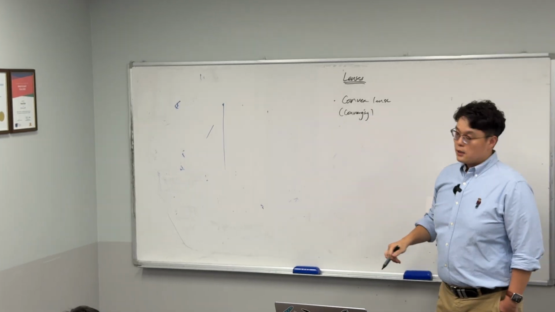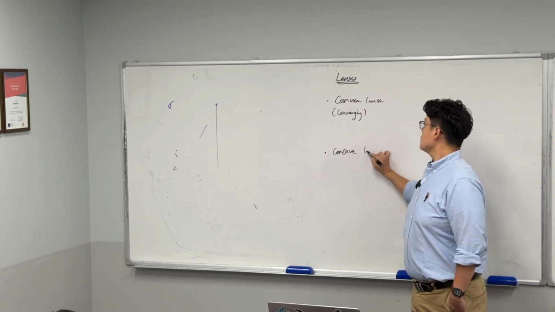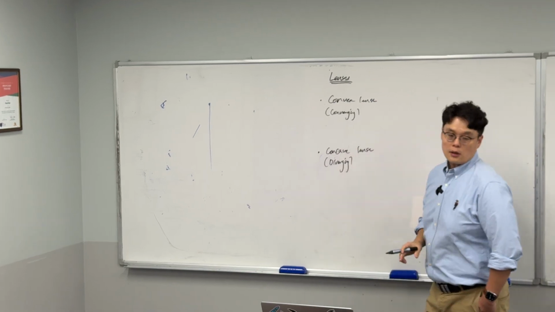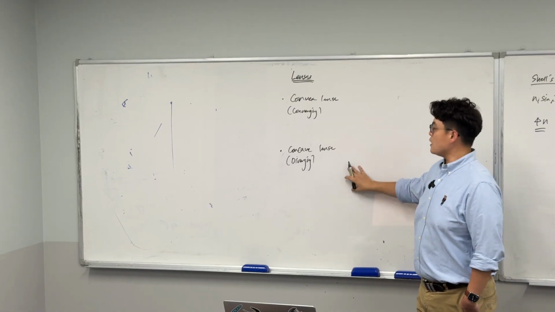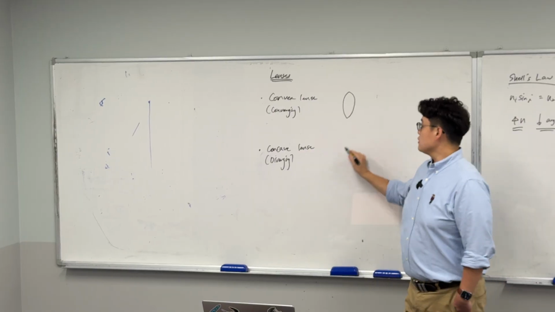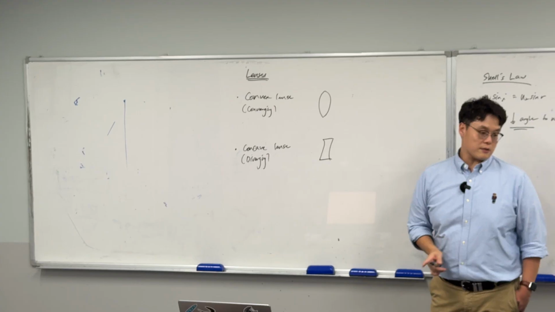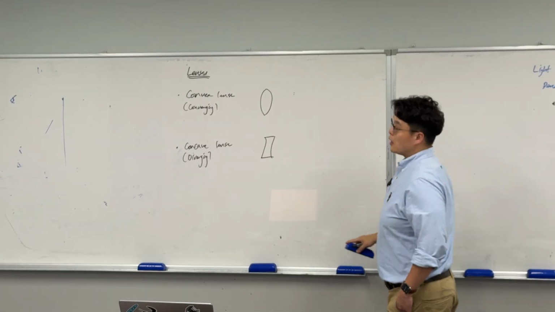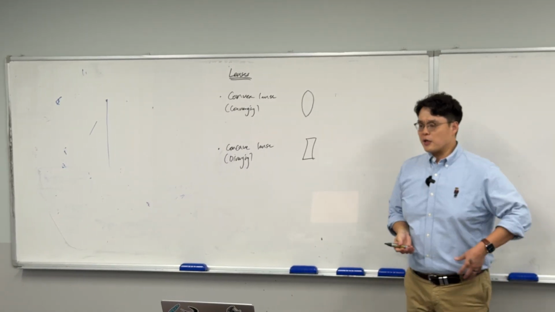The second type of lens you need to understand is the concave lens, which is the diverging lens. The shapes of the convex and concave lenses, converging and diverging, look like this. This is a converging lens. This is the shape of the concave lens, or diverging lens. Then what do we need to know? You still need to know the way of drawing the ray diagrams for the lenses too.